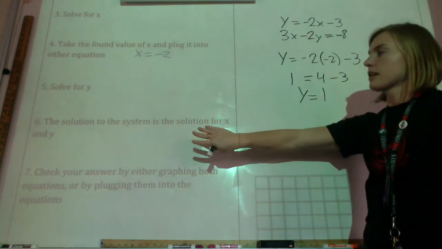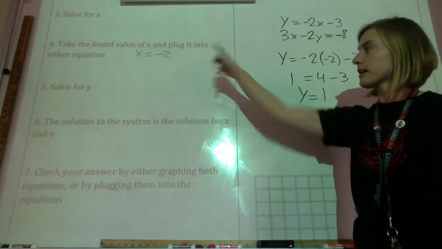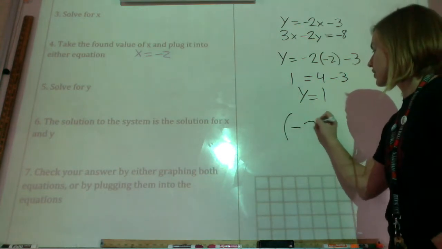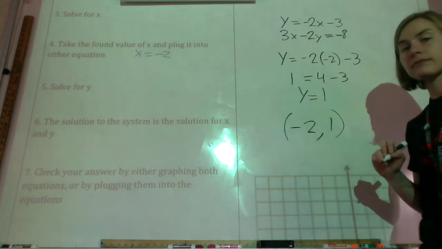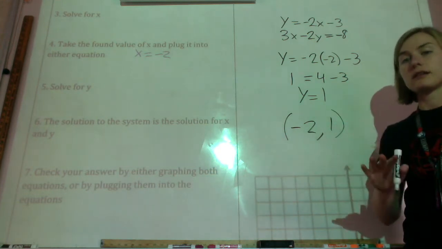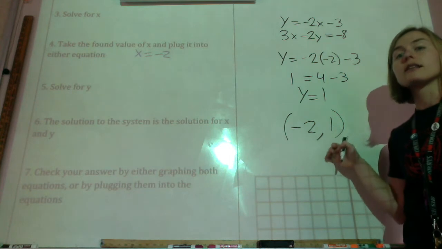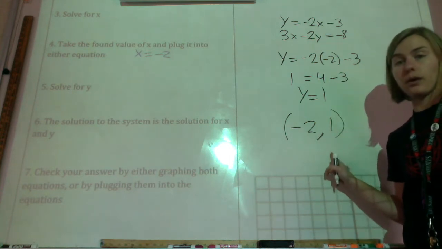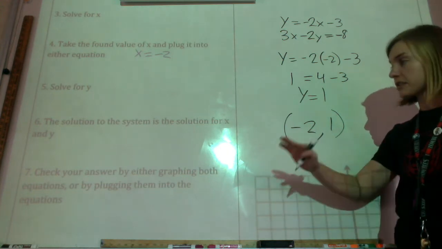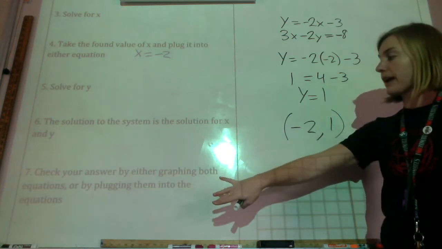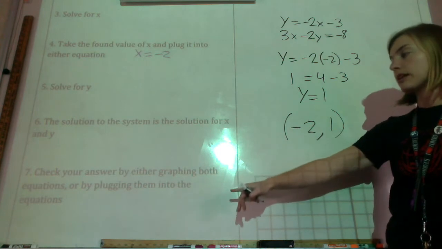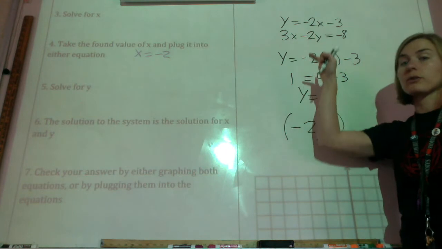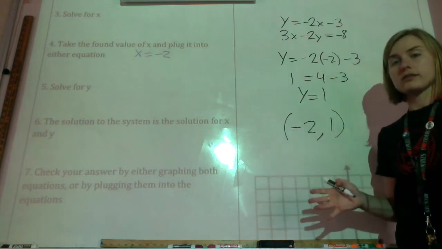Step 6 says the solution to the system is the solution for x and the solution for y. So the whole solution was negative 2, 1. Now remember back to our lesson last time what this means. This means that those two equations cross at negative 2, 1. And we can check this by graphing, so that's actually the last step. Check your answer by either graphing both equations or by plugging them into the equations. So we could take negative 2 and 1 and put them into both equations and see if they work, or we can solve by graphing.